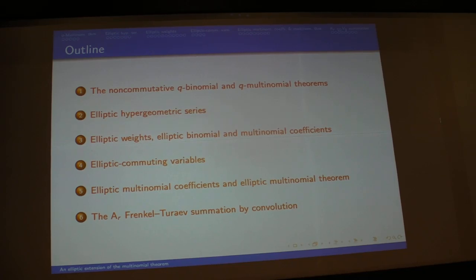The Q binomial theorem, the elliptic version, works to prove the Frenkel-Turaev sum, and the multinomial version helps to prove the multivariate extension of that, an A_n extension, or A_r extension, which we will see in the end.